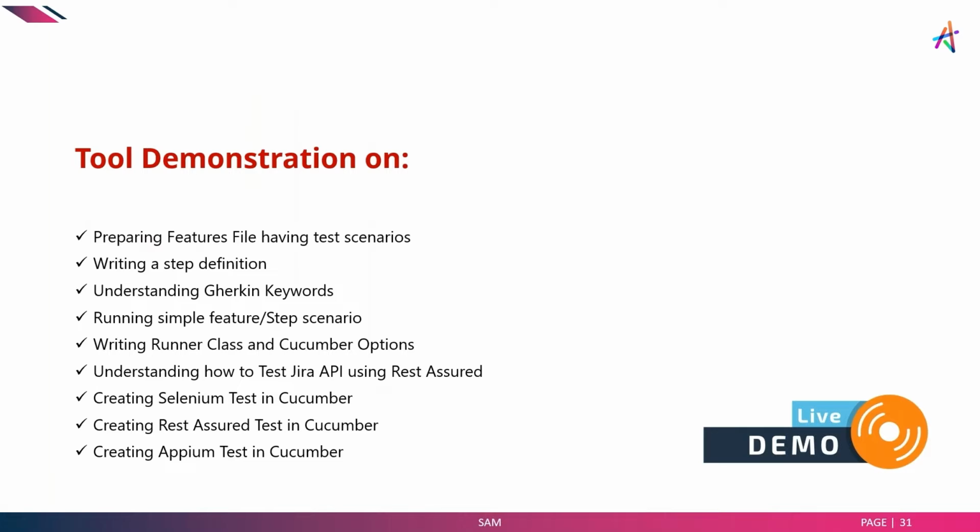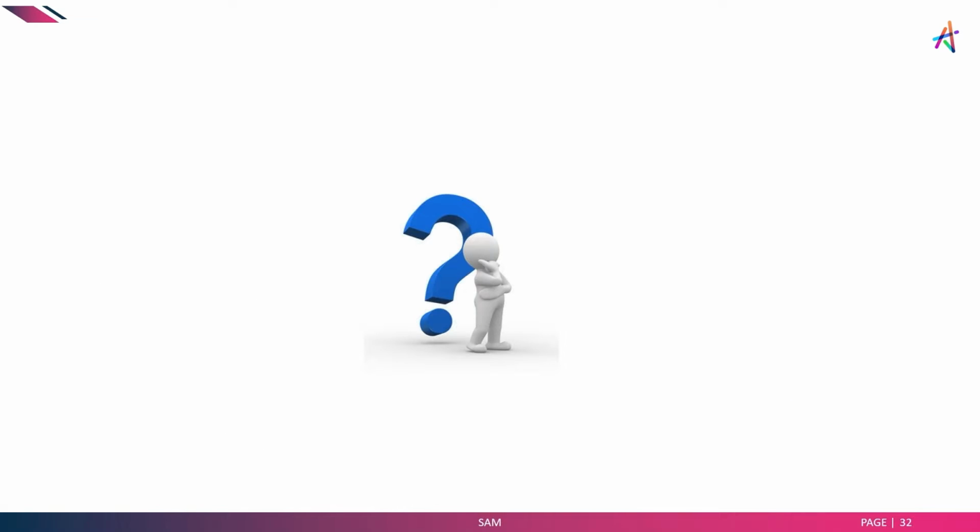Now I'm going to walk you through practically how to work with BDD and Cucumber, and how to practice BDD in testing. In this tool demonstration, I'm going to walk you through how to prepare a feature file, how to write step definitions, understanding Gherkin keywords, running a simple feature file, and writing runner files and Cucumber options. I'm going to show you how REST Assured works in Cucumber, taking an example of Jira and connecting it with Cucumber, and I'm going to walk you through how to test Selenium and how to test APIs. This is what I'm going to walk you through for the next available times, right?